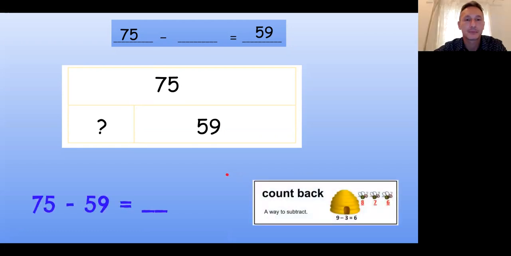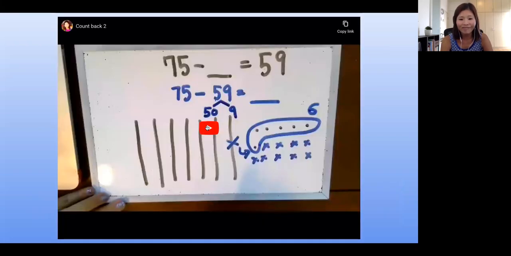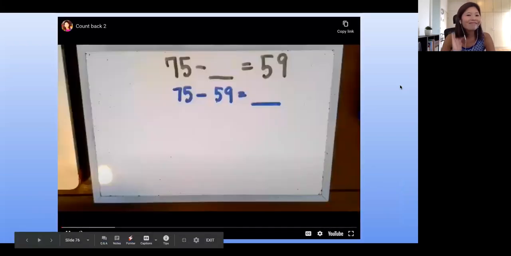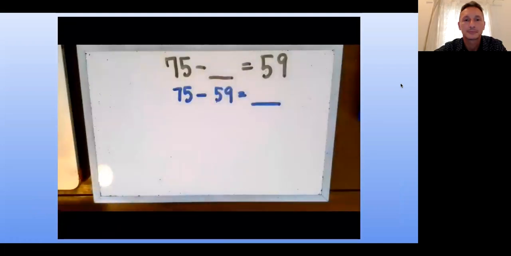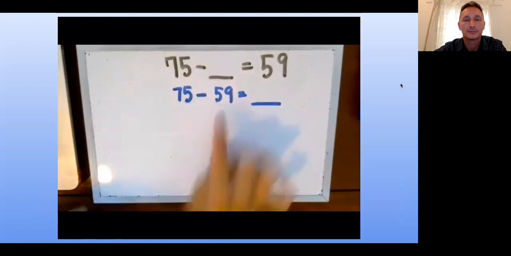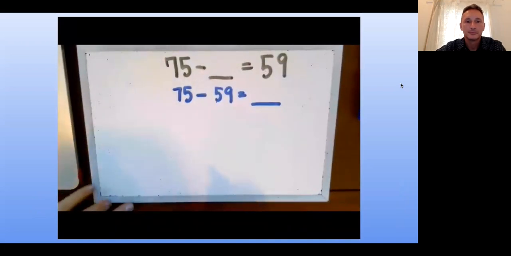So we can think about it as a subtraction. And if that is what you want to do, then you can think of your strategy. Which one would you like to use? And let's see how this could be solved using a different strategy. 75 minus blank equals 59. I'm going to use a count back strategy. So I'm going to think of it as a subtraction to solve for this unknown. And I'm going to use a base 10 model to solve this problem.